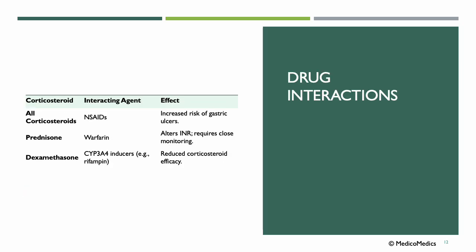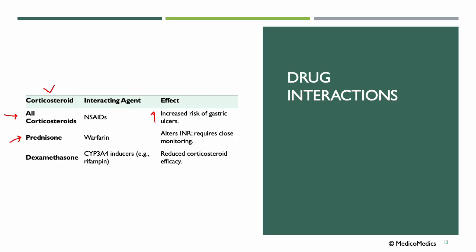Now, when prescribing corticosteroids, it is essential to consider potential drug interactions, right? As they can significantly alter both efficacy and safety. Now, all corticosteroids, such as prednisone, dexamethasone, hydrocortisone, for example, when they're used concurrently with NSAIDs, so non-steroidal anti-inflammatory drugs, can increase the risk of gastric ulcers and also therefore of bleeding, right? So this additive effect occurs because both of these drug classes impair protective mechanisms in the gastric mucosa.